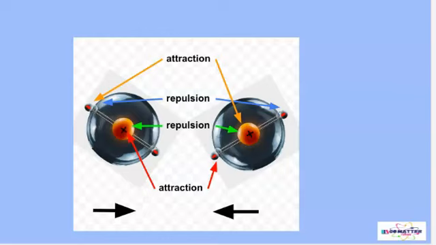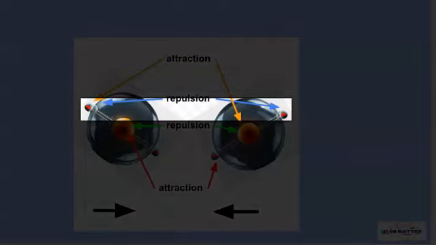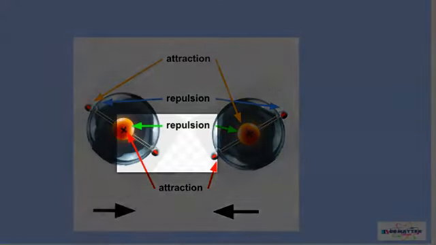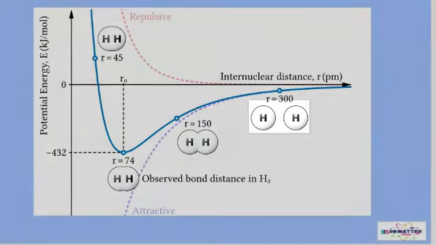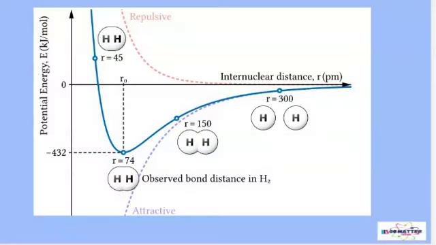As the two hydrogen atoms approach each other, the positively charged nuclei repel each other. The negatively charged electrons also repel each other, while the nucleus of each atom attracts the electrons of the other atom. When the two hydrogen atoms are far away from each other, the net force, that is the sum total of the repulsive force and the attractive force between the two atoms, is negligible. Hence, the potential energy almost approaches zero.